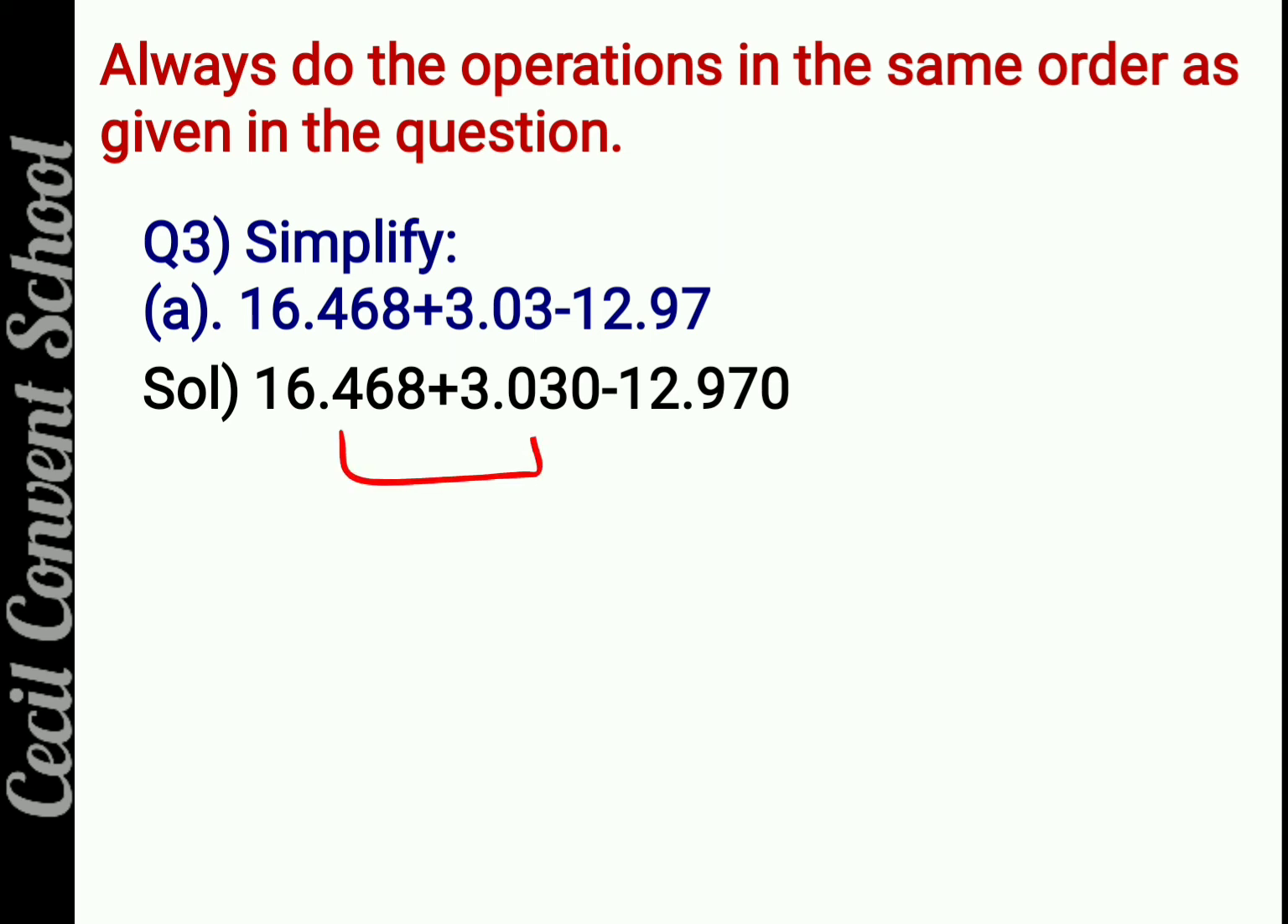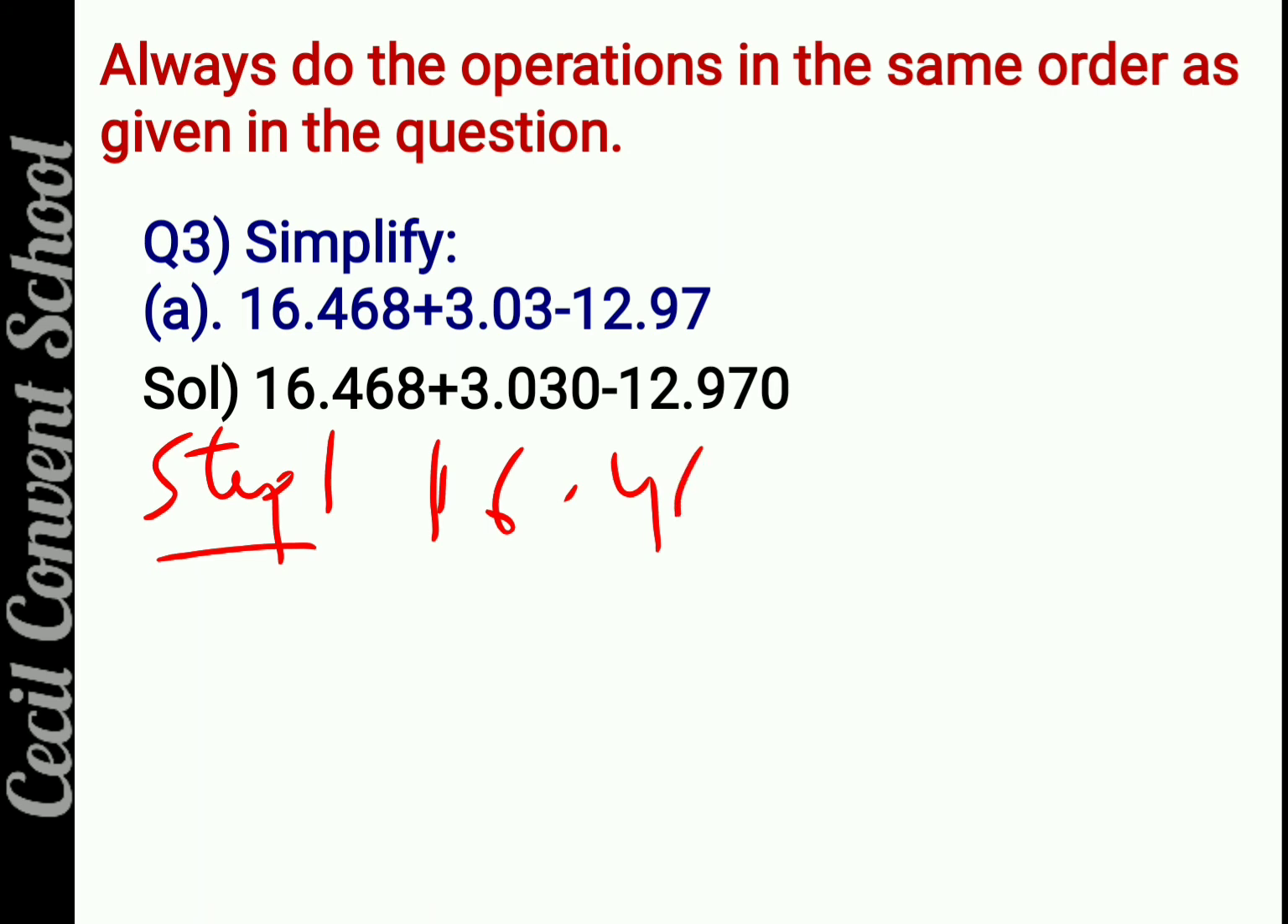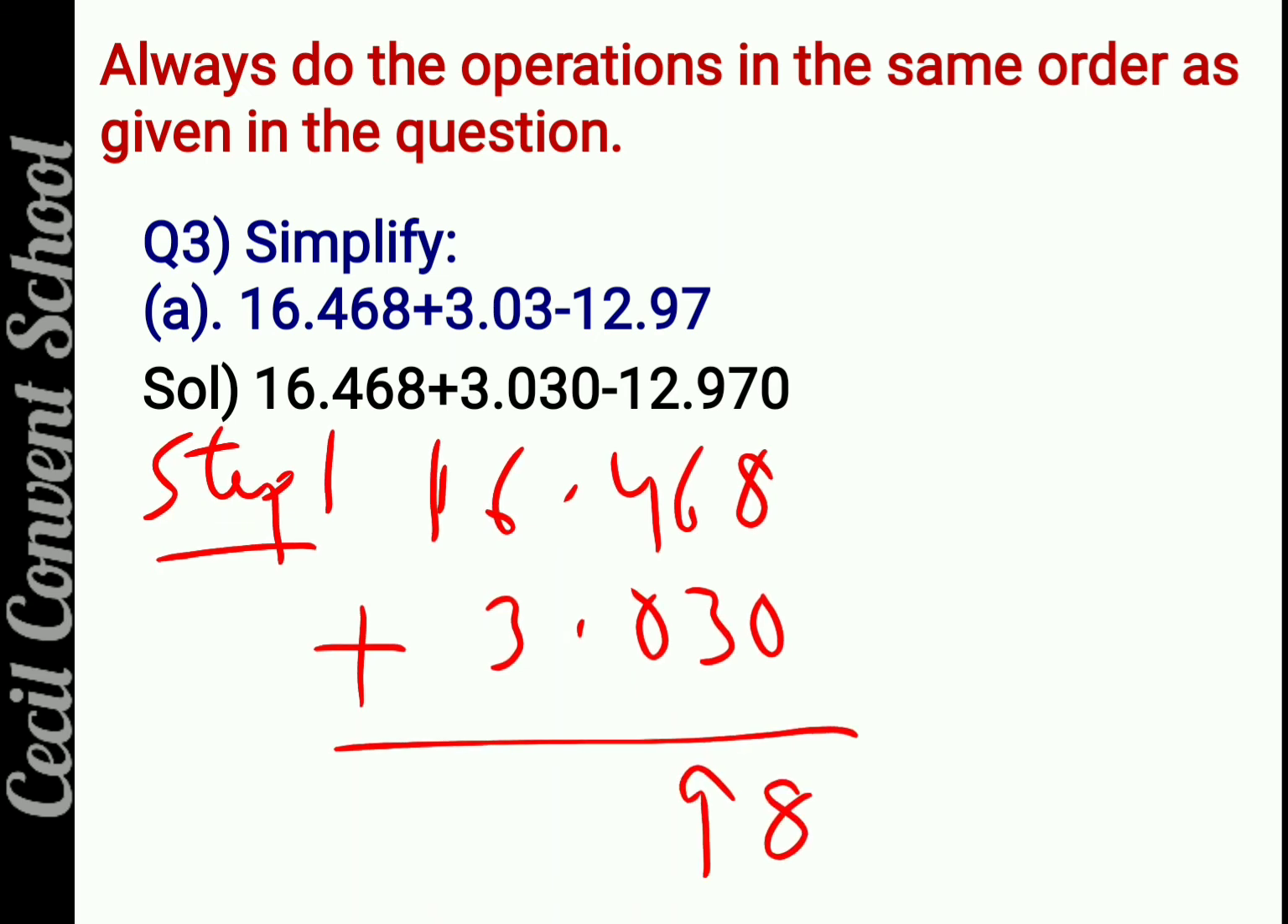Now we do it in steps. Firstly in step 1 we will plus it. Whatever answer comes, then we will minus it. So step 1. 16.468 plus 3.030 plus 8.9. 4 plus 0 is 4. 6 plus 3 is 9, then 1. This is the first answer.